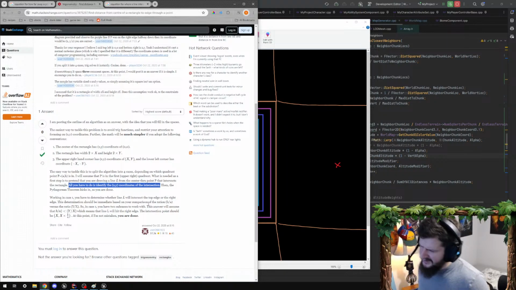Like, it says all you have to do is this thing that is proving very difficult to find out. This answer will assume that b divided by a is greater than y divided by x. What is that saying to me? Which means that line L will hit the right edge. The intersection point should be x.